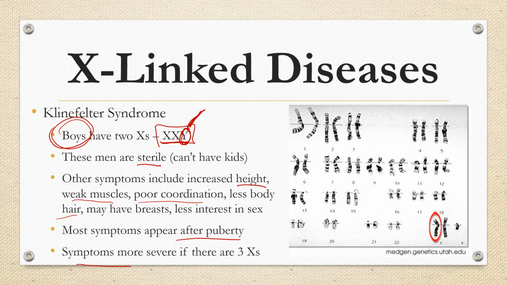Now, the symptoms are going to be much more severe the more X's you have. So if you have 3 X's and a Y, then you're going to have very severe symptoms. There is a rumor or a theory out there that George Washington had Klinefelter syndrome, mostly because he was so tall for men of that time and he wasn't able to have children of his own.